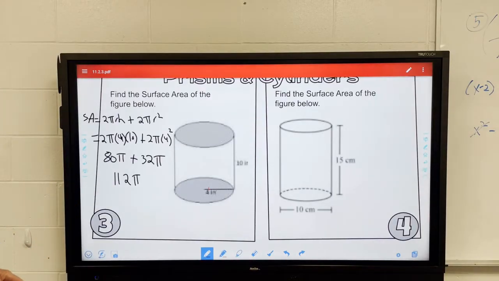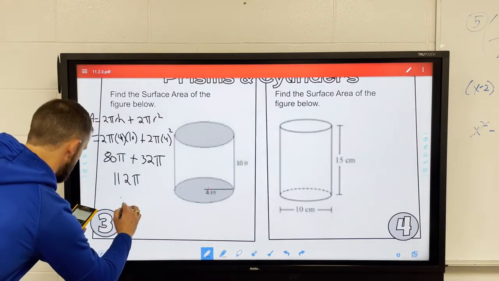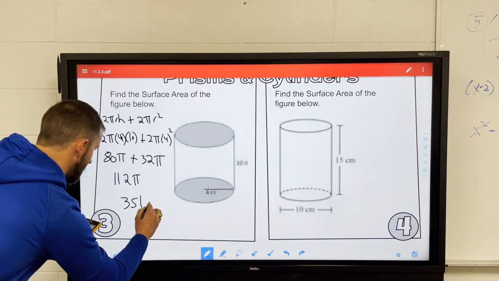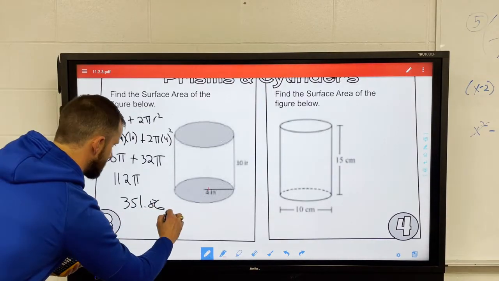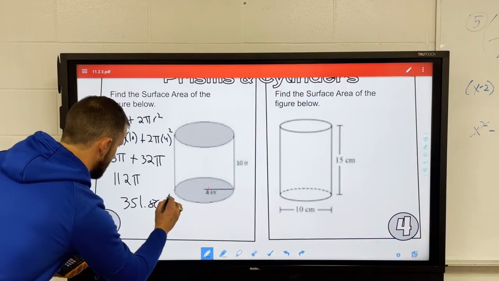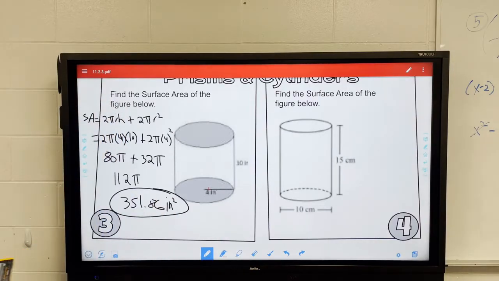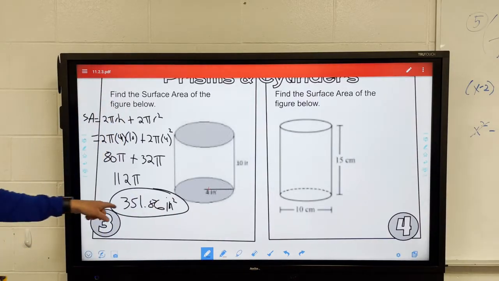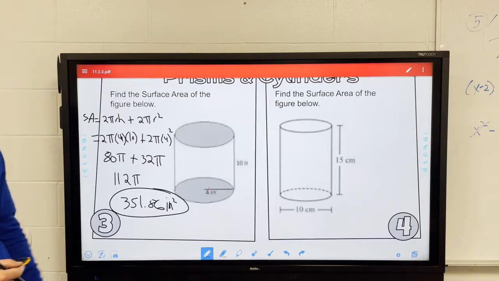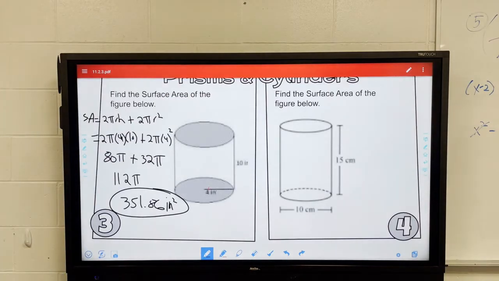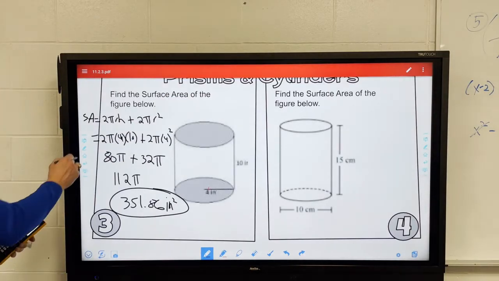But if I wanted to find my actual decimal answer, I would do 112 times pi, which is going to end up giving me 351.86, and that's going to be inches squared. So that means there's 351 squared units that could fit all the way around my cylinder there, ladies and gentlemen, okay? All right, let's jump over to our last example.